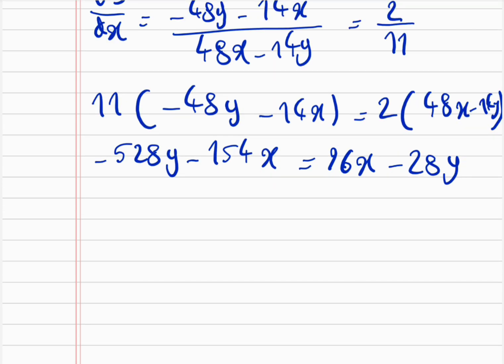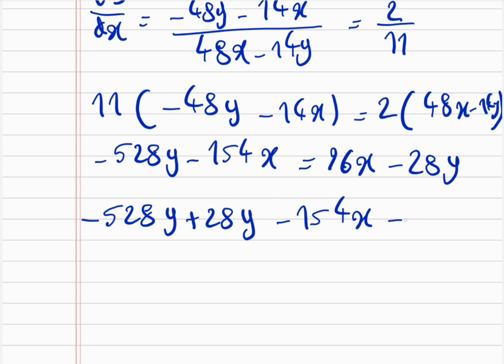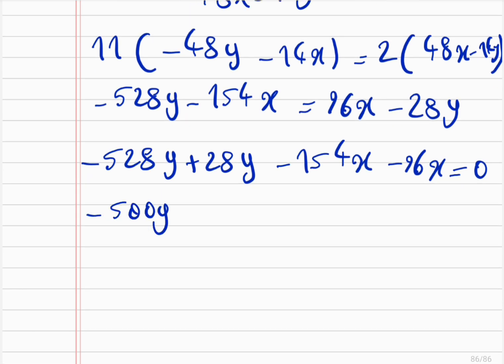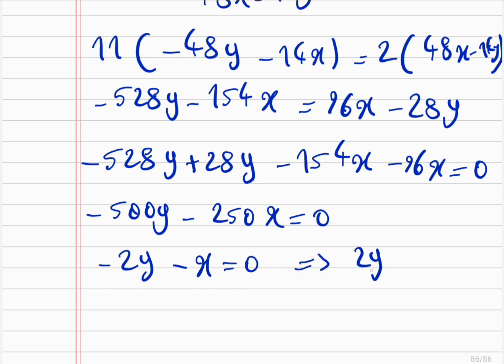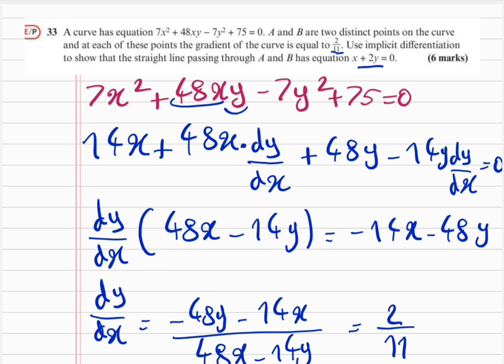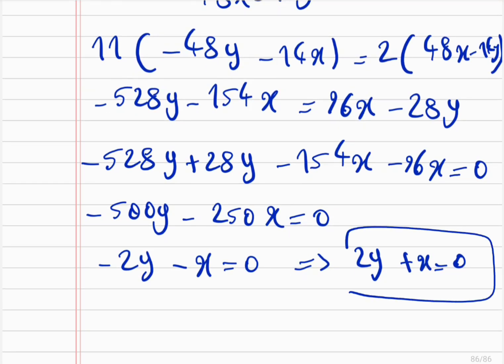So we can now simplify it. Let's move everything to the left hand side. We have minus 528y, then plus 28y, and also minus 154x minus 96x is equal to 0. Then simplifying it, we get minus 500y and minus 250x is equal to 0. So we can divide everything by 250, and we are going to get minus 2y minus x is equal to 0. Let's multiply by minus 1 to have the positive equation, which is 2y plus x is equal to 0. And this is exactly what the question was asking, to show that the straight line passing through A and B has the equation x plus 2y is equal to 0, which is exactly what we wanted at the beginning.